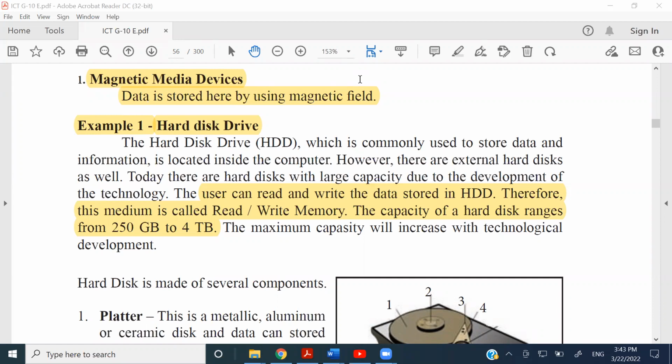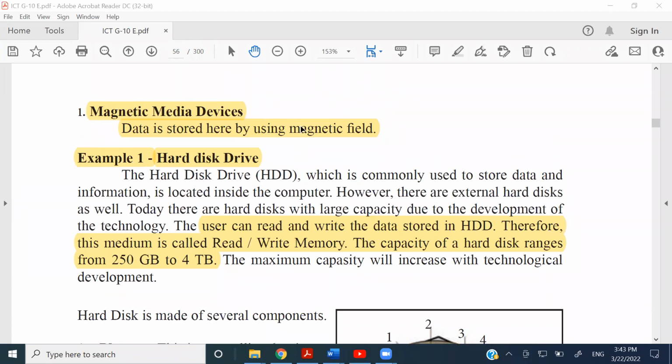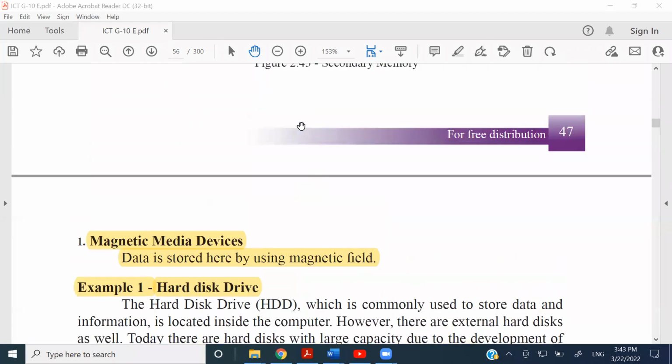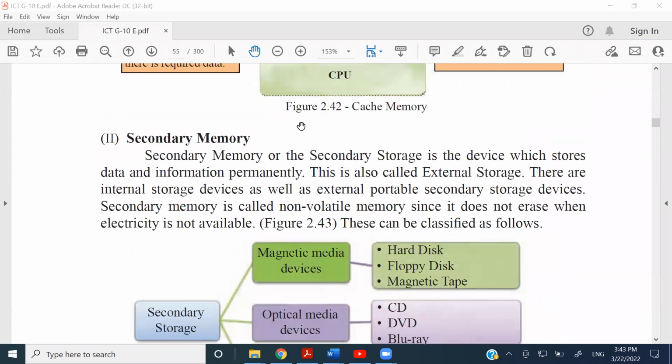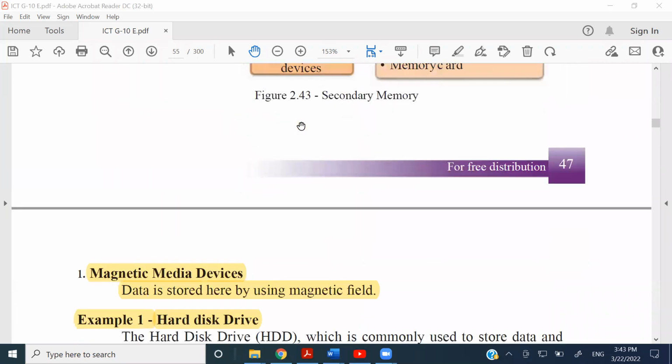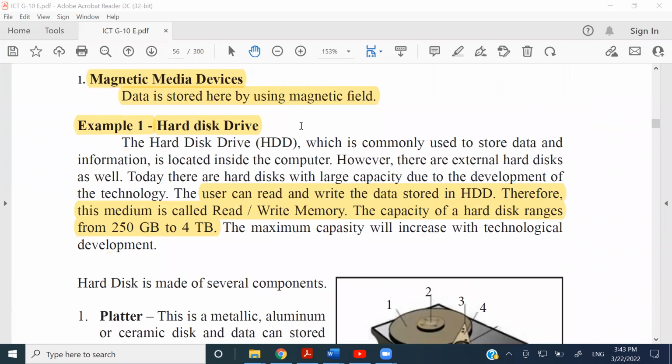Okay, so regarding the magnetic media devices, these are the things that you need to write, right? And we came here with the topic of secondary memory, which we completed last week. So we write about these things. Is there anyone who is still writing about these things?